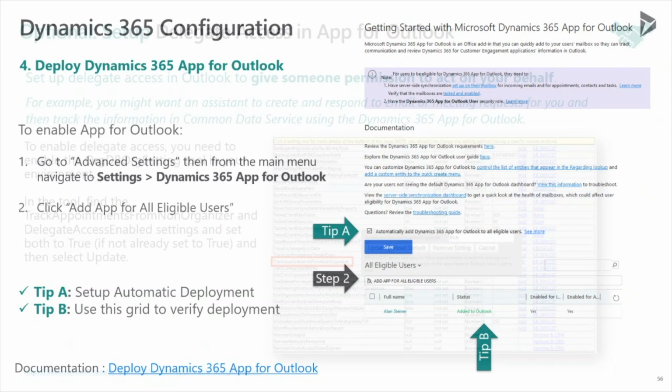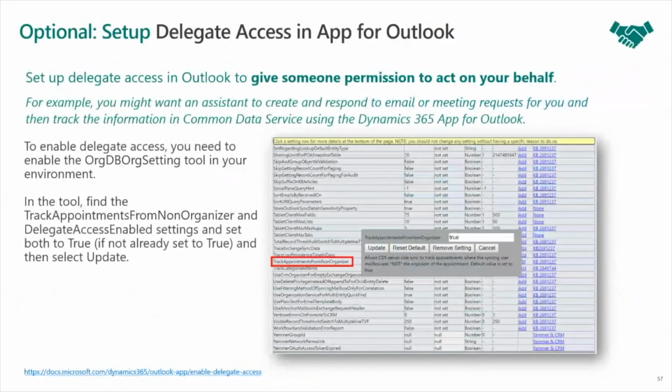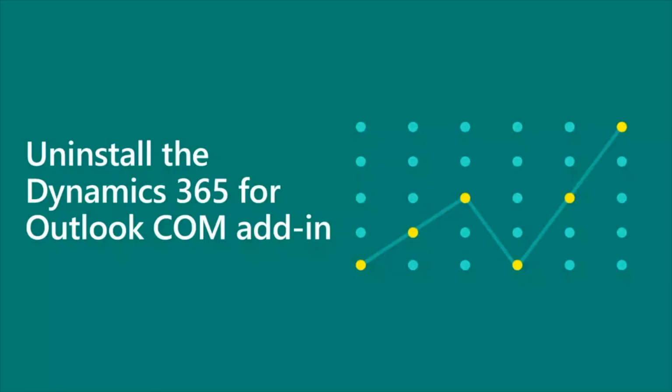If you want to set up the delegate access in the app for Outlook, you can do so in the orgdb setting. So to do that, you need to access the orgdb org setting tool. You need to install that in your environment. We've put the link at the bottom. And then you need to set a specific setting to true. And those settings are track appointments from non-organizers, and also delegate access enabled. And both of these should be set to true. And then you have support for delegate access.